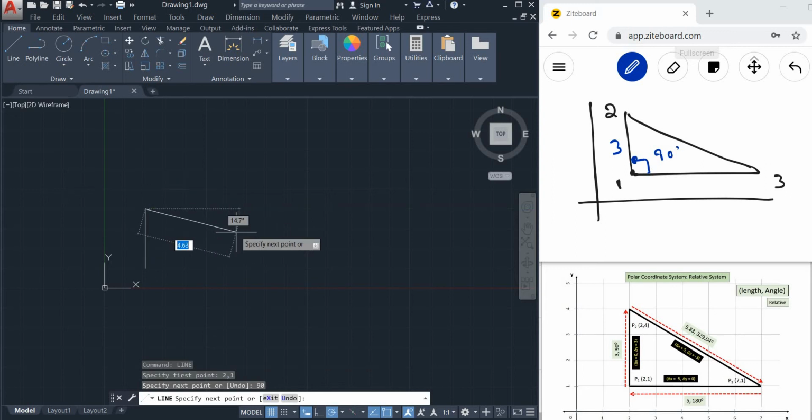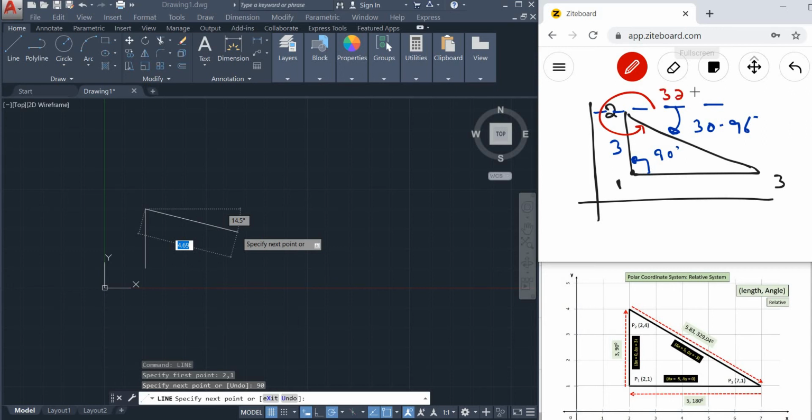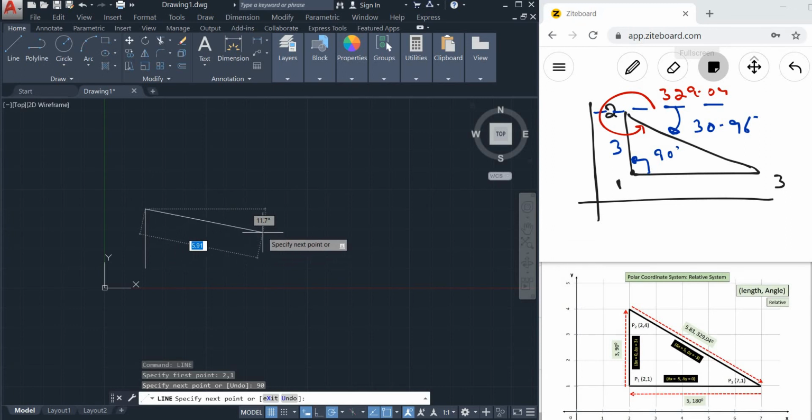Now to specify the third point, the length of the third point is 5.83 and the angle from the horizontal line is 30.96, and in the anti-clockwise direction it is 329.04 degrees. So if you want to specify 30.96, you can keep your cursor below the horizontal line, specify the length, that is 5.83, enter, tab, and then you can specify the angle.